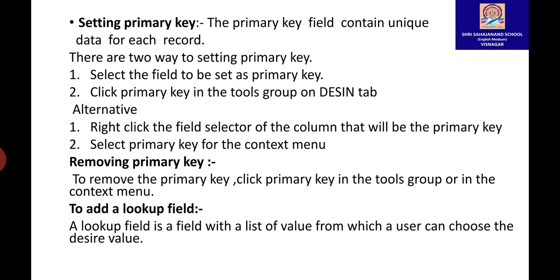Now another way is that right click the field selector of the column that will be a primary key. Then select the primary key from the context menu. In this way we can also set a primary key in particular field. Now second one is removing primary key. To remove the primary key, click primary key in the tools group or in the context menu. In this way we can remove a primary key from the field.